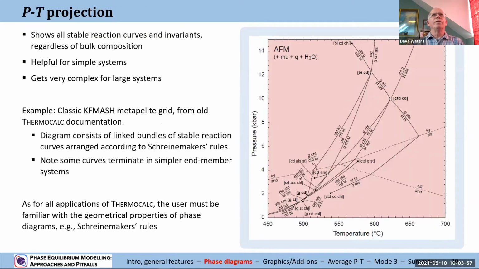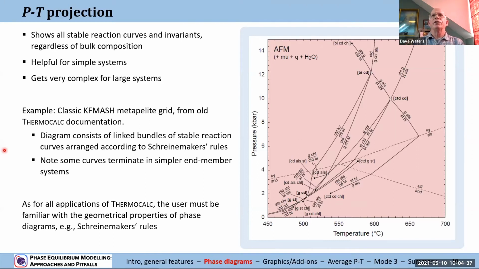So just starting with PT projections or petrogenetic grids, the kind of things that we used to draw some time ago quite frequently. These are diagrams that show all the stable reaction curves and invariant points regardless of bulk composition. And these were helpful for simple systems. They used to be really quite important for exploring new systems we didn't know very much about, but they do get very complex. These days, I find that I really only use them for simple teaching examples.